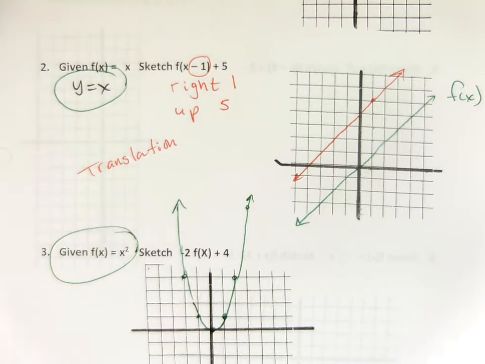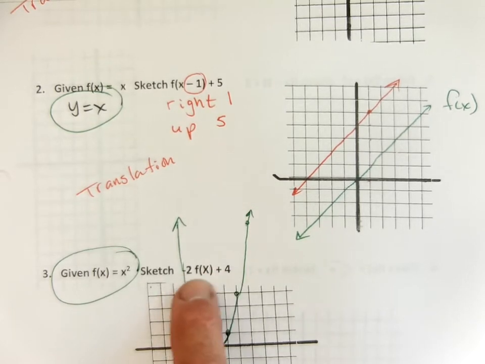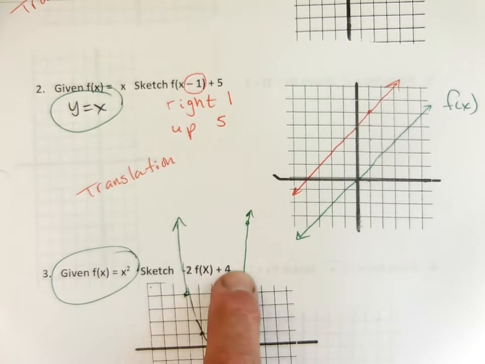Now, we're going to change it, but this one's going to be a transformation because we're going to change its shape. So we're going to do a couple of things. Help me out. I would love your input. What do you think we're going to do? Take a stab at it. How are we going to change this graph from the directions here? What do you see?